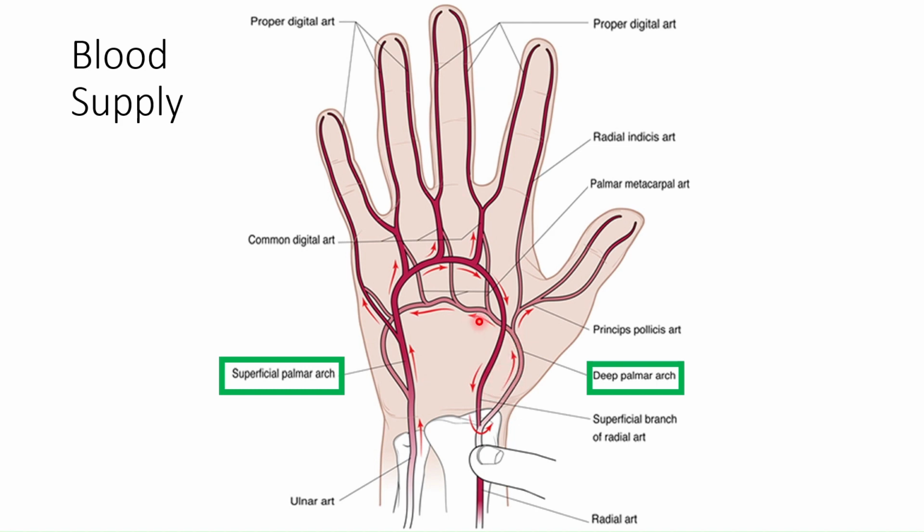The deep palmar branch curves medially around the hook of the hamate to the deep layer of the palm, where it anastomoses with the deep palmar arch of the radial artery. It also gives rise to the palmar metacarpal arteries, which in turn anastomose with the common palmar digital arteries and bifurcate into the proper palmar digital arteries.